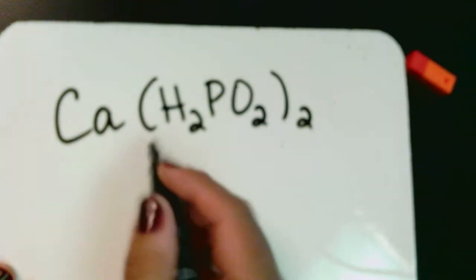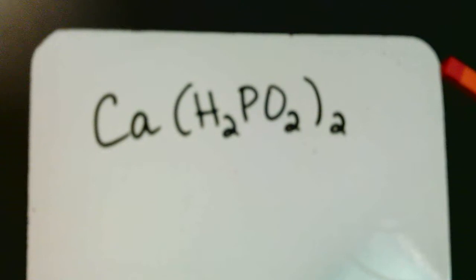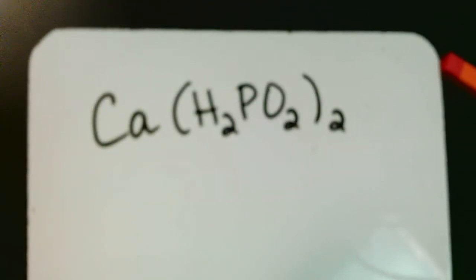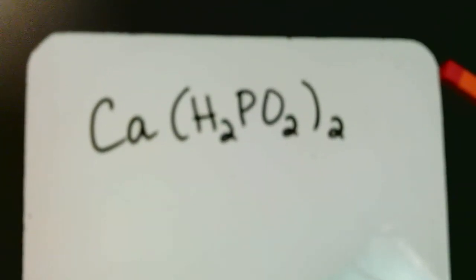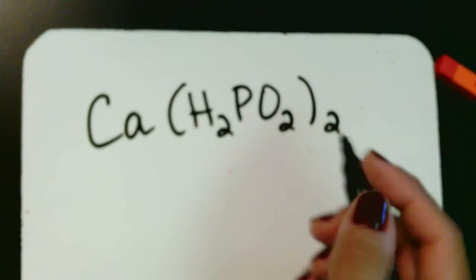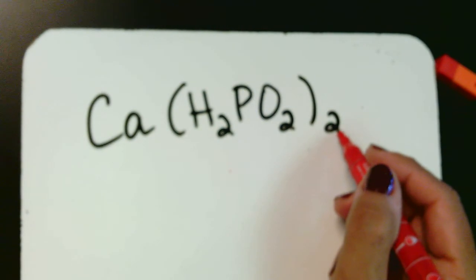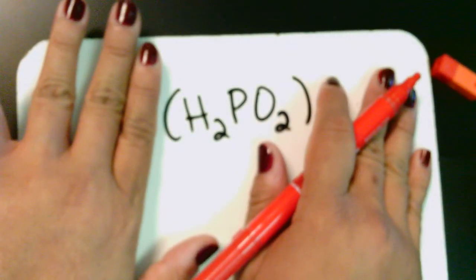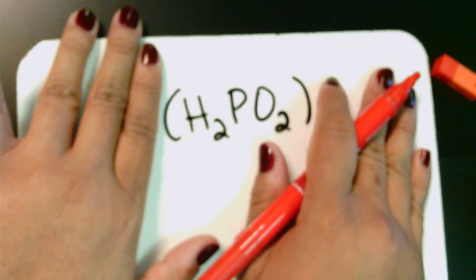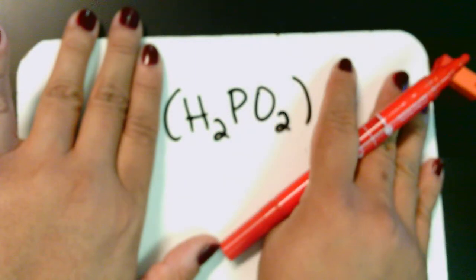So if I look at this, I'm going to ignore my calcium because it just has nothing to do with anything. I'm just going to leave it alone until it becomes relevant again. That thing is not focusing, is it? That's fine. We'll just move on. So I'm going to pretend like my little 2 and my calcium are just not there for now. And what I have is 2 hydrogen, 1 phosphorus, that's a single P right there, and 2 oxygen.